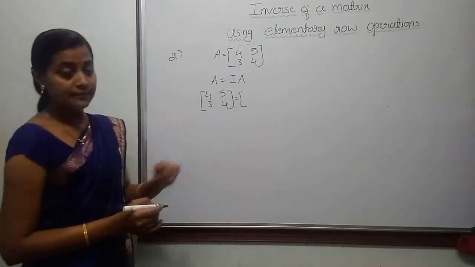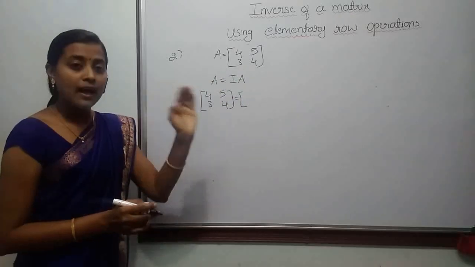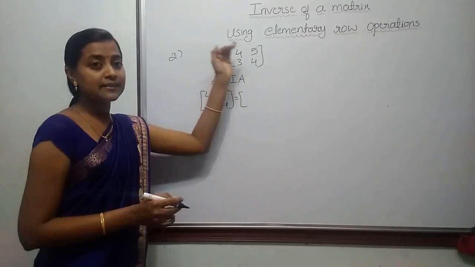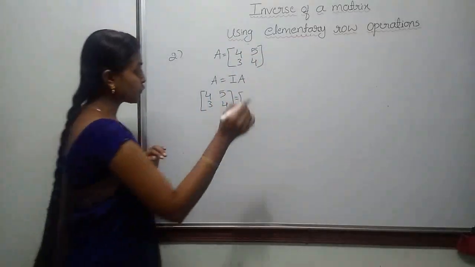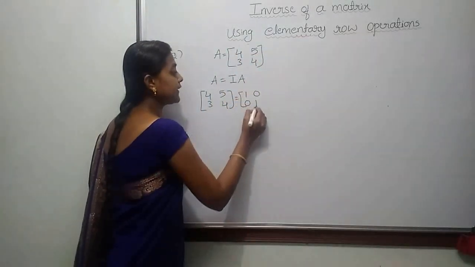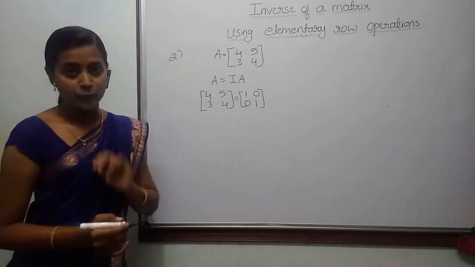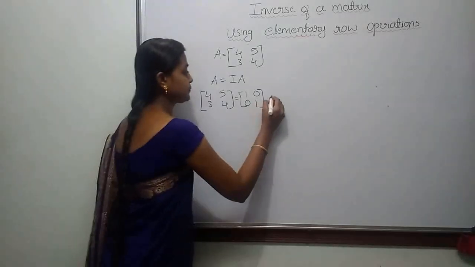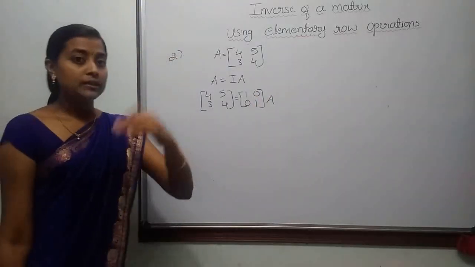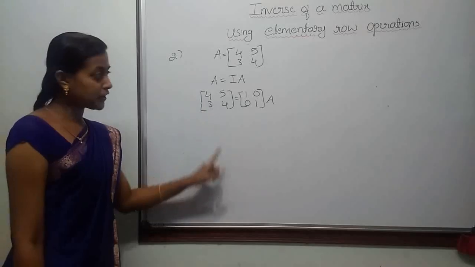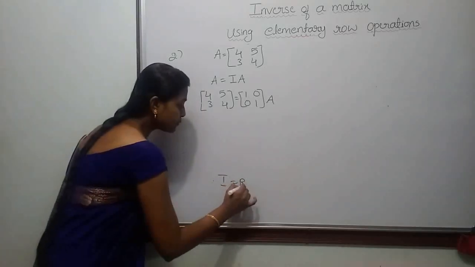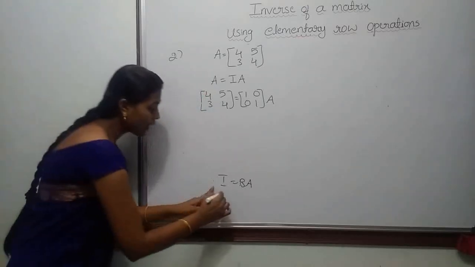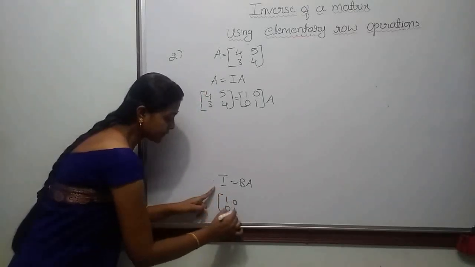In the RHS, we have the identity matrix. The identity matrix must have the same order as the given matrix. So I will write the identity matrix of order 2, and keep this matrix A as it is. What is the method? Reduce this equation to the form I is equal to B into A. That is, reduce matrix A into the identity matrix.